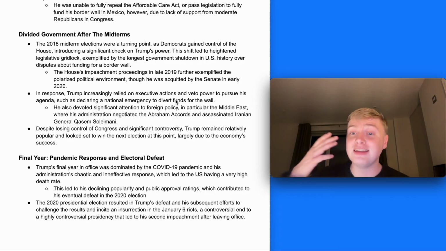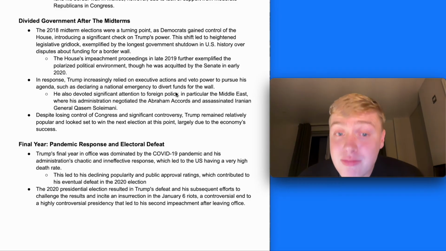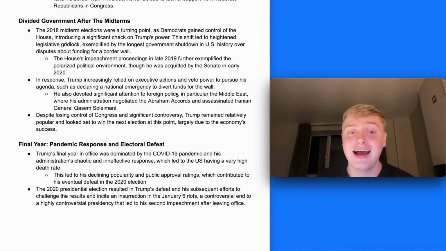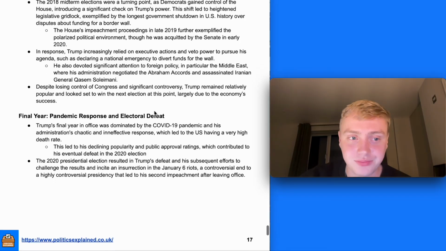And he also devoted significant attention to foreign policy, in particular the Middle East, where his administration negotiated the Abraham Accords and assassinated General Qasem Soleimani. Despite losing control of Congress and significant controversy, Trump remained relatively popular and looked set to win the next election at this point, largely due to the success of the economy.